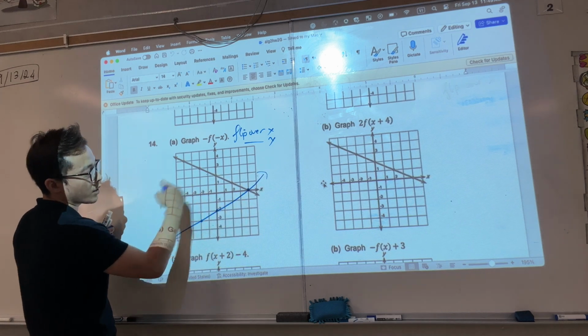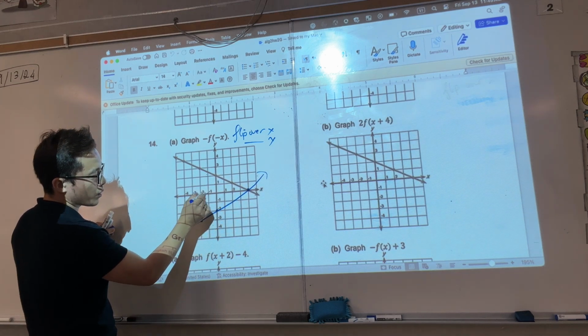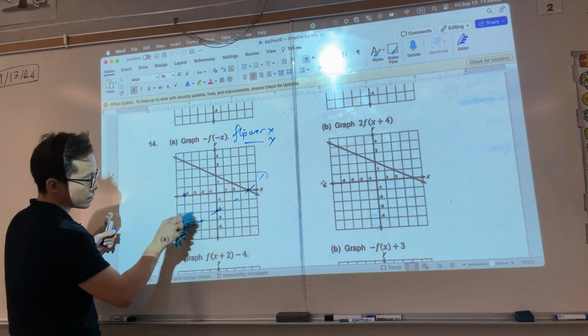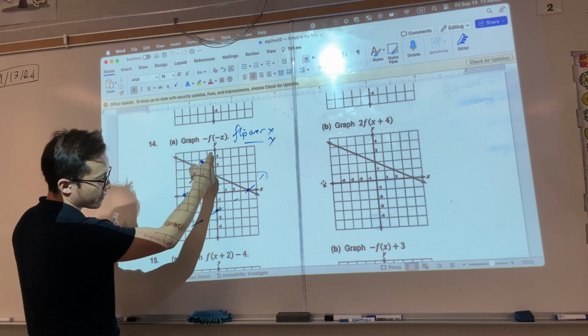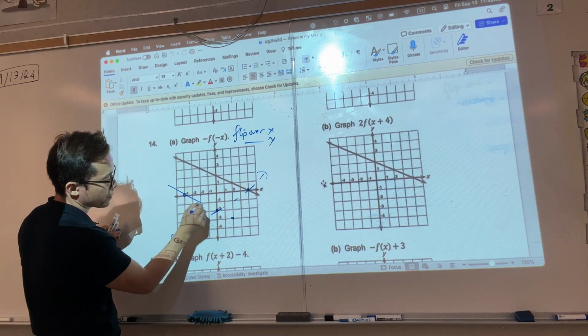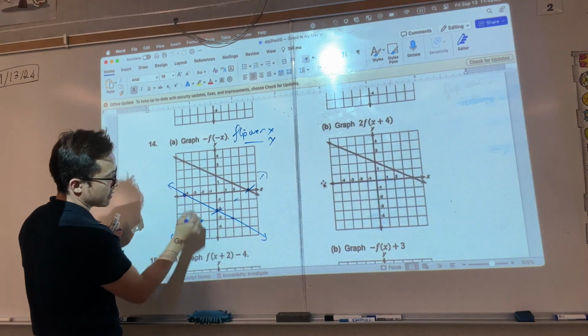Okay, now I'm gonna flip over the y. So 1, 2, 3, 4. They're gonna flip over here. And then this one, because I flip over the y, it still stays the same. It's going over here. So it's gonna be like this.